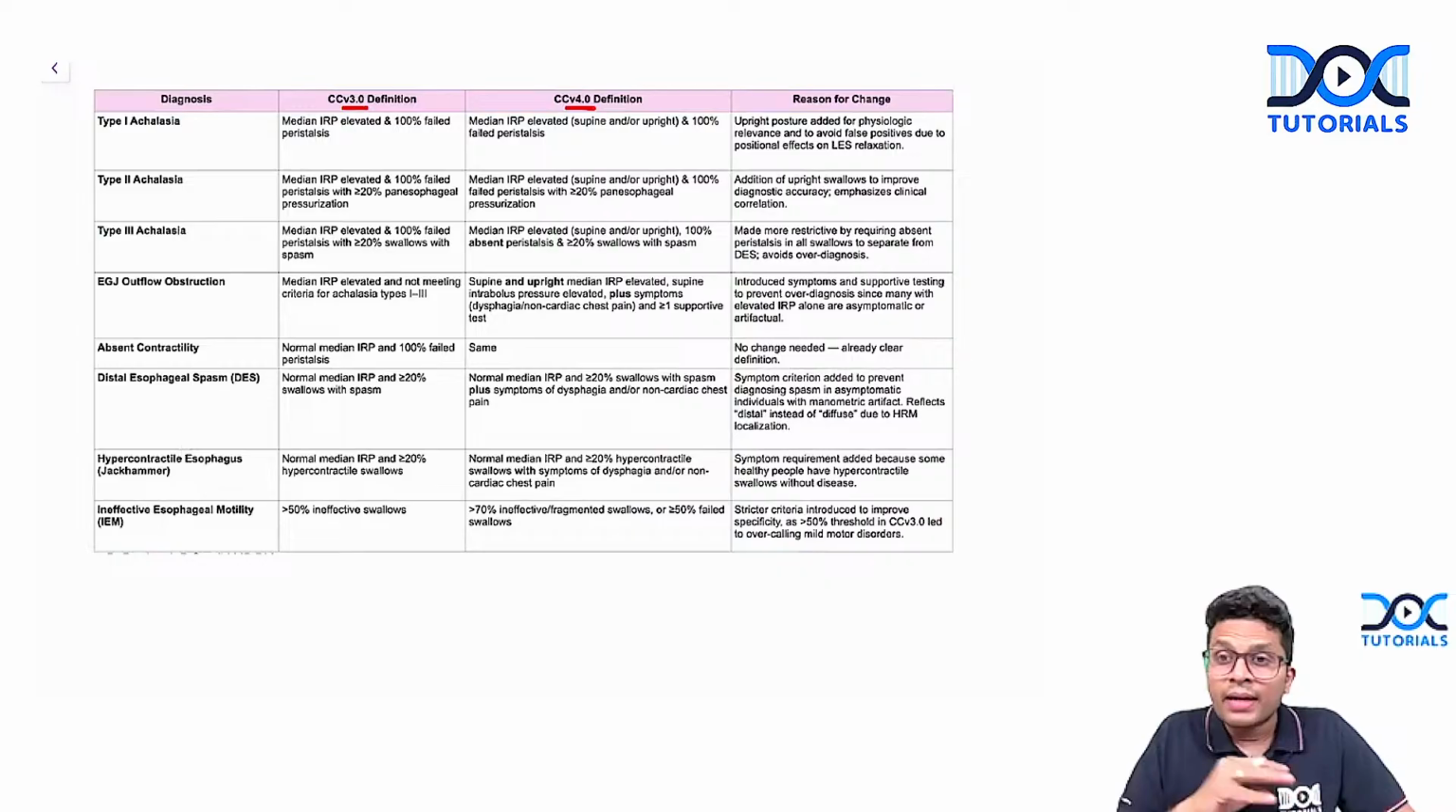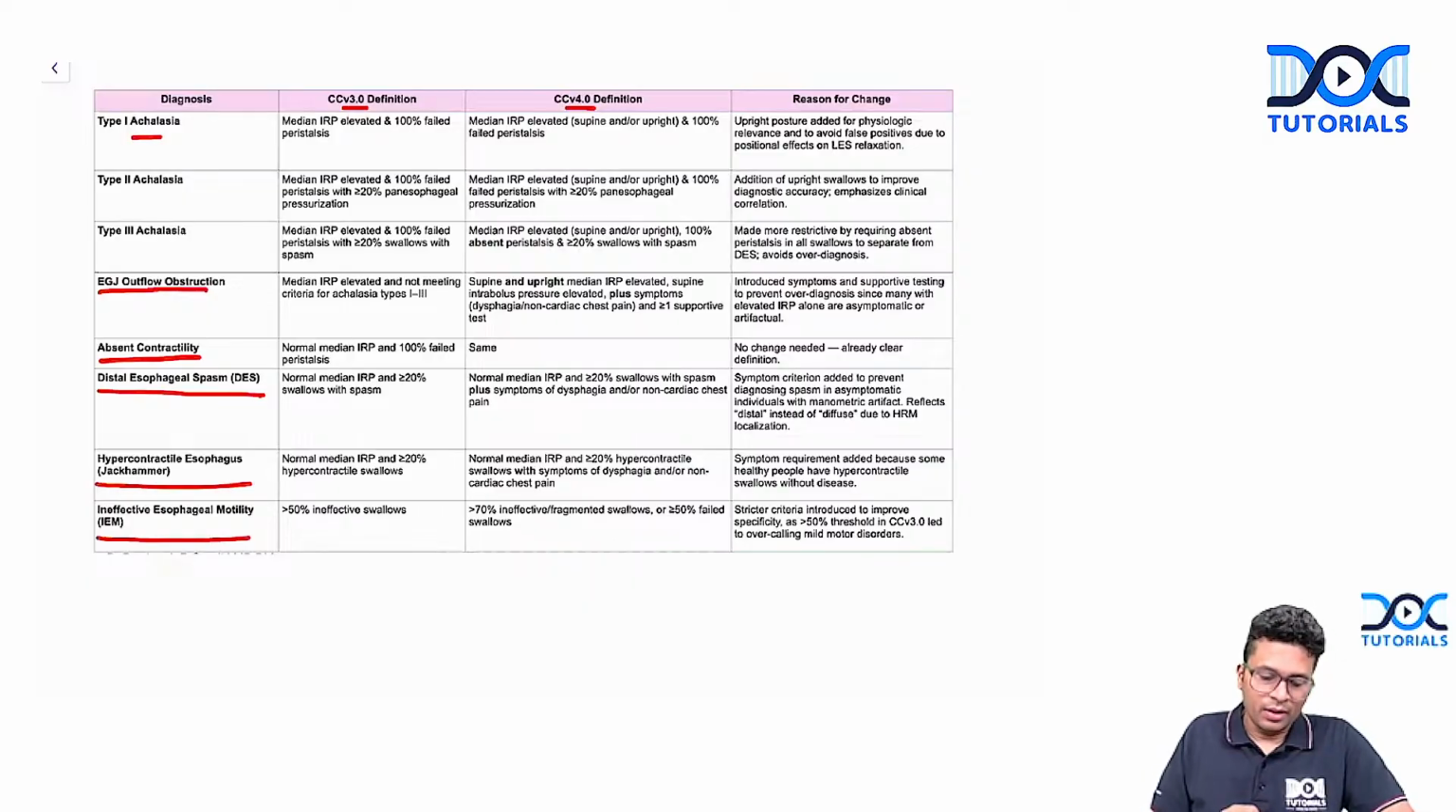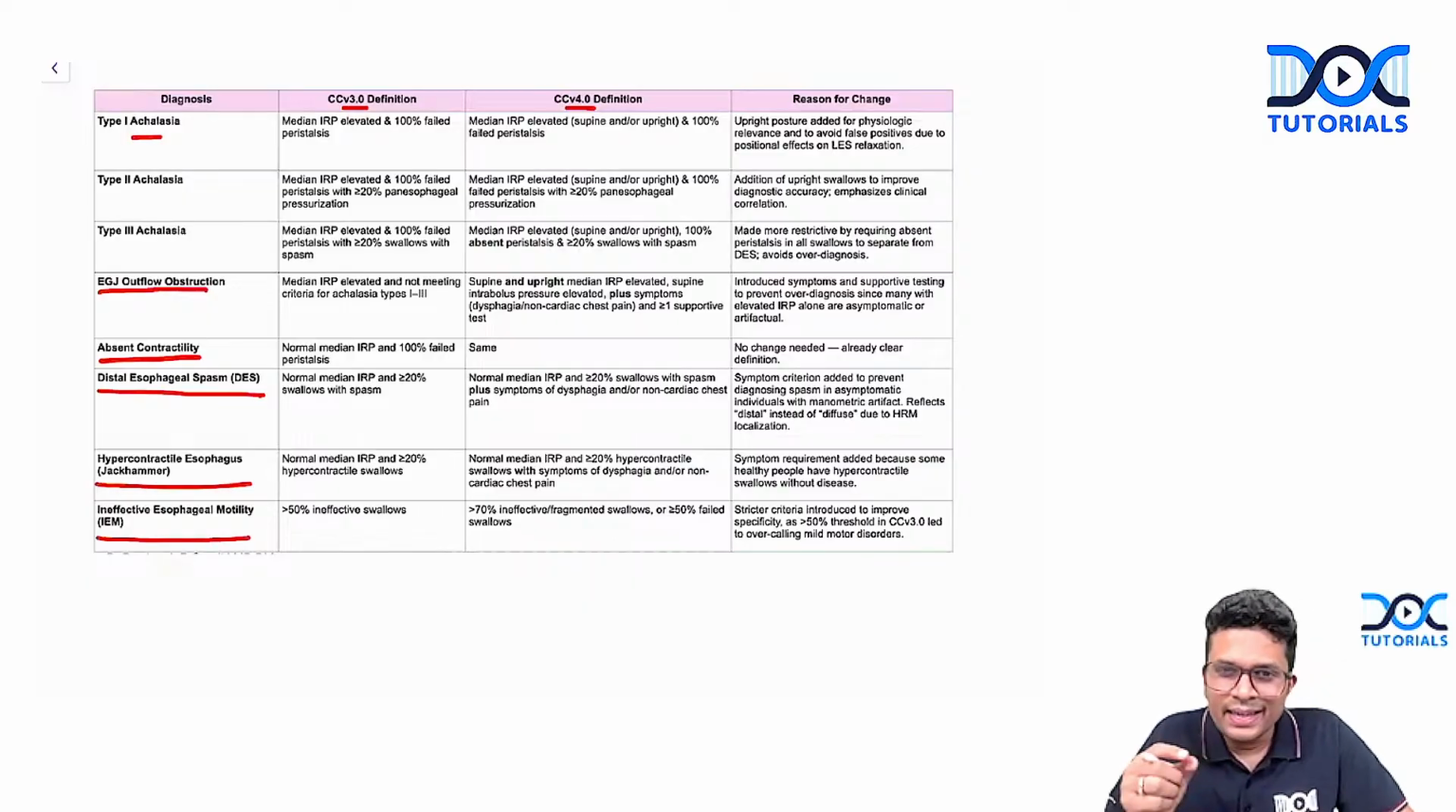Here are the criteria for various problems like achalasia, EGJ outlet obstruction, absent contractility, distal esophageal spasm, hypercontractile esophagus, and ineffective esophageal motility. These things are slightly different when you see version 4. So what the changes are, and the reason for the change, has also been mentioned here. You guys can go through the detail. You can take a screenshot later.